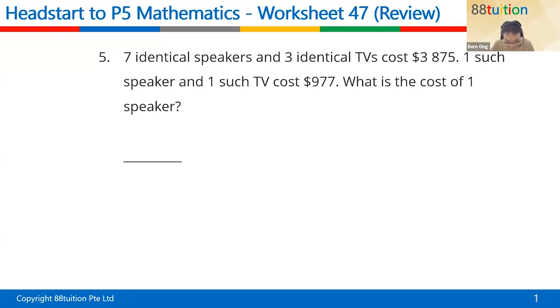The first information we have is there are 7 speakers, 3 TVs, and it costs $3,875. Don't worry about the big number. You can use your calculator later. And the second piece of information we have is that 1 speaker and 1 TV costs $977.